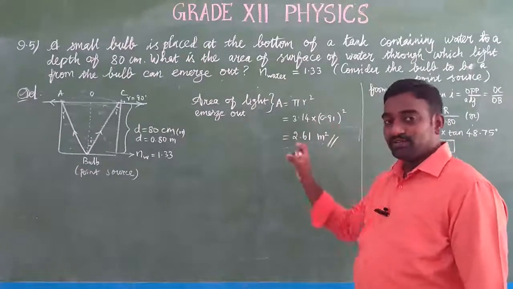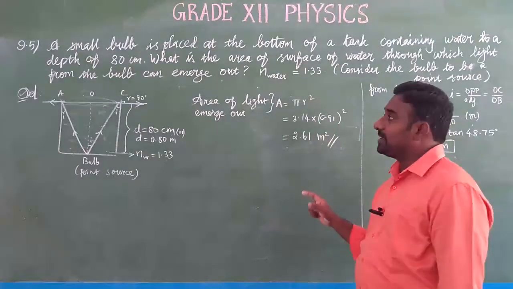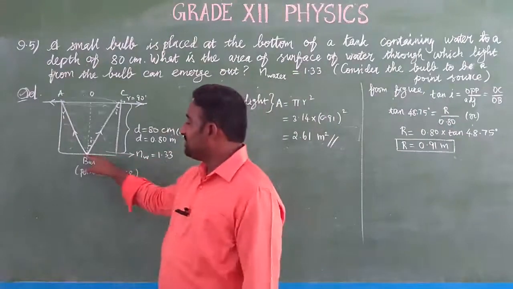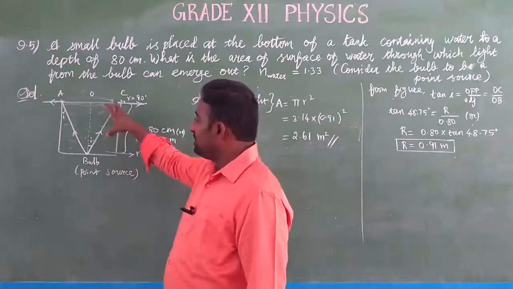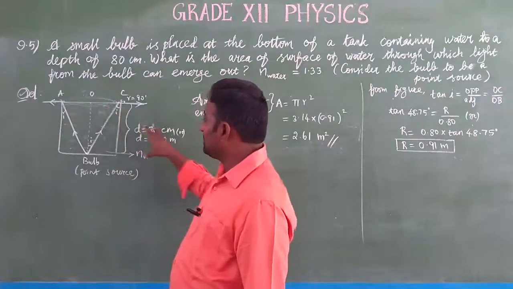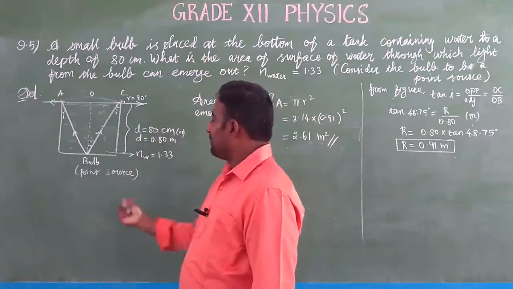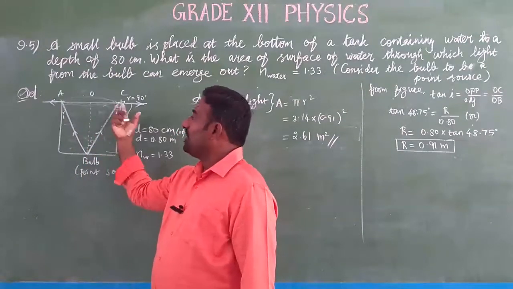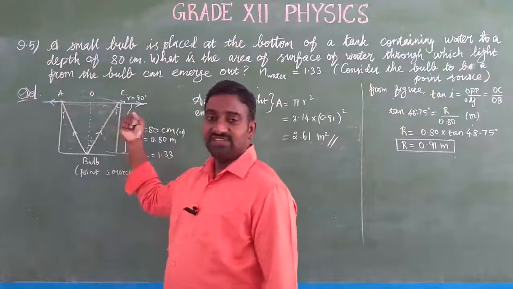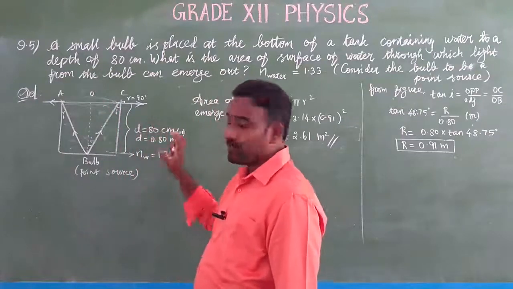You should understand the question first, so read the question carefully. A small bulb is placed at the bottom of the tank. The bulb is taken as a point source, and the tank is filled with water to a depth of 80 centimeter. From the point source, the light emerges out. So what is the circular area of the emerging light from the water surface? We are going to determine it.